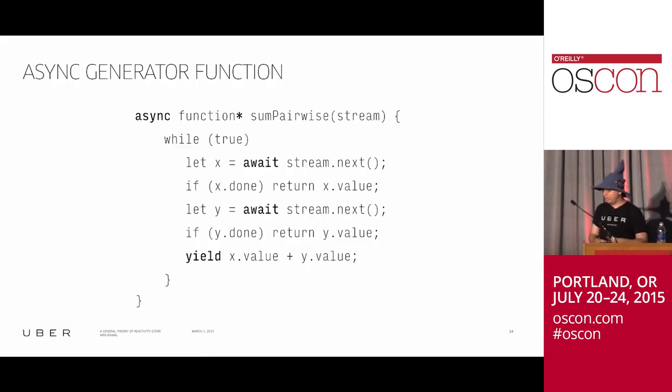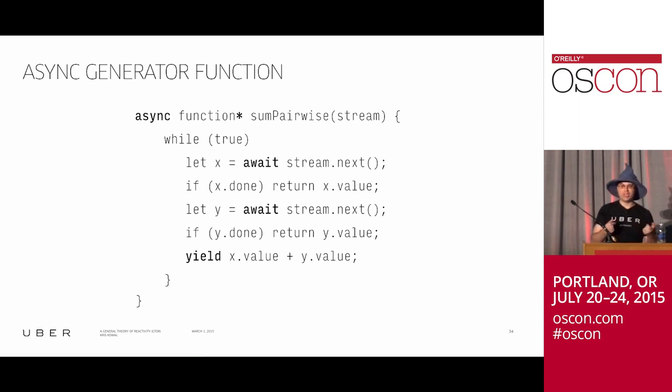So you may recall async functions. You may recall generator functions. Put the two things together, you get async generator functions. And this is why generators aren't sufficient on their own. We can compose them to make a primitive in the language that produces streams.